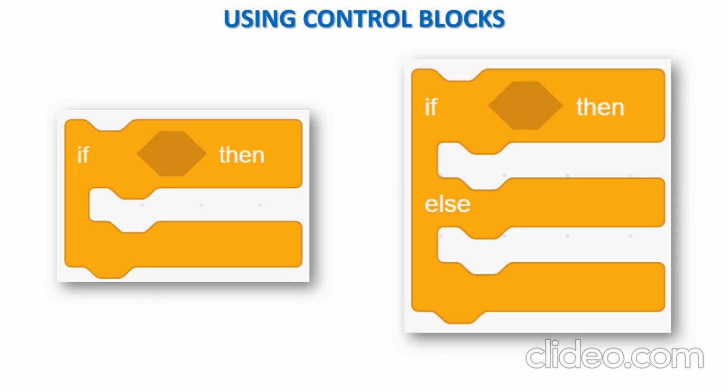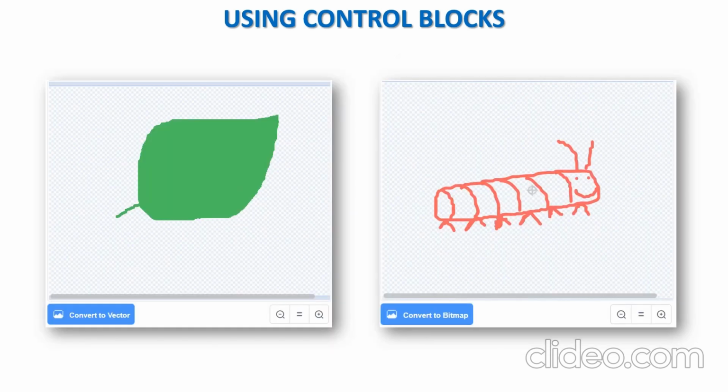If-then block. This block checks the condition. If the condition is true, it executes the blocks inside it. If-then-else block. This block checks the condition. If the condition is true, it executes the blocks inside the first section, otherwise it executes the blocks inside the second section.